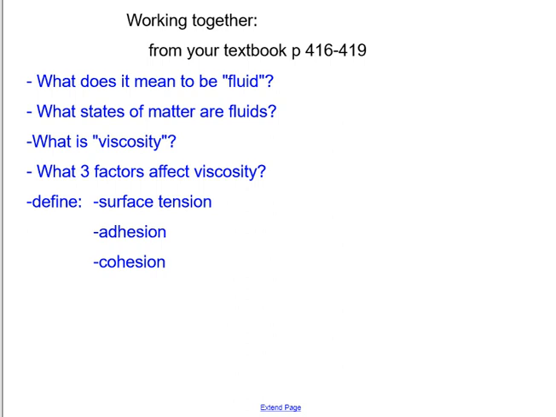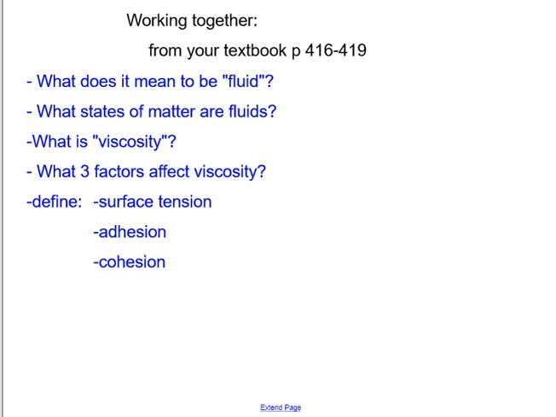Some liquids, and gases for that matter, flow more easily than others. This is measured as viscosity, which talks about the resistance to flow, or the stickiness. If you imagine trying to pour syrup versus water, syrup is much more viscous.